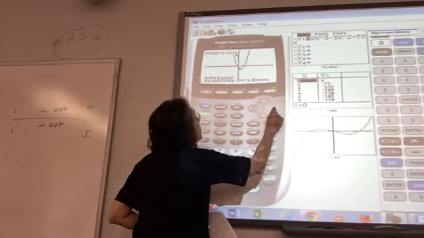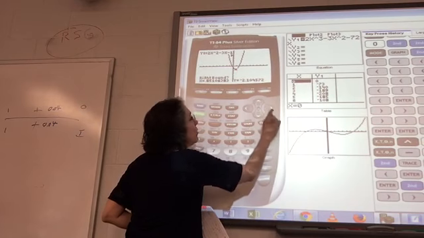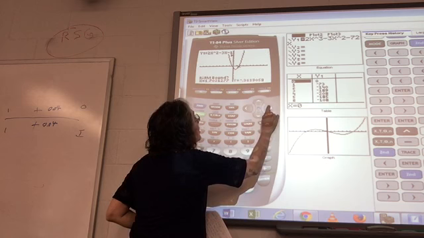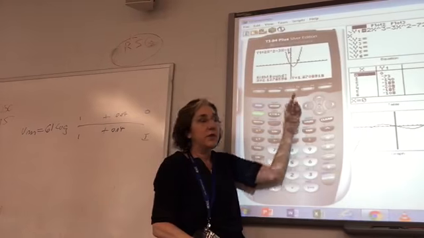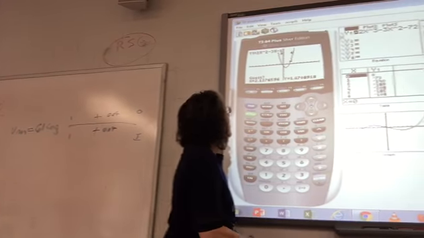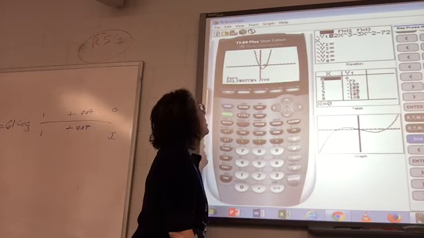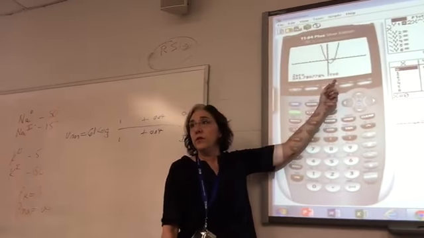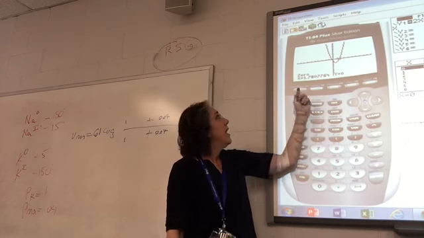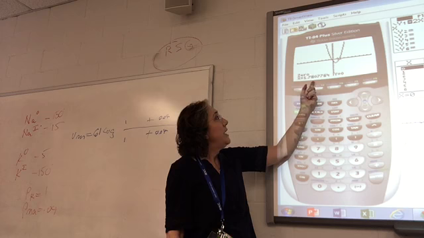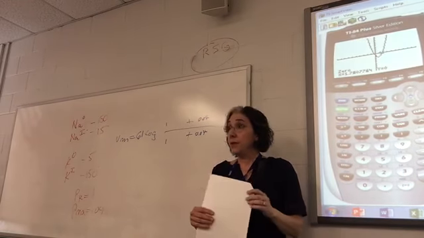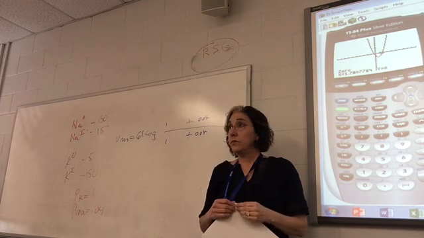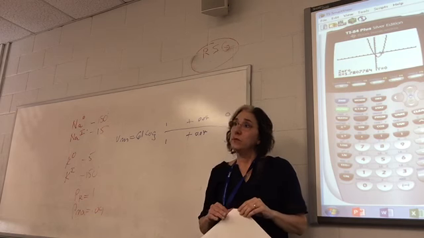But then I need to get over to the right. Tell me when I can stop. Watch the y. Okay, I can stop because my y turned positive. Enter. Enter. See, that's giving me a 0. And so the x value is the 0. So that's 1.781.